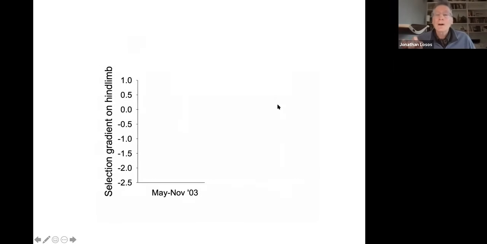And we measured something called a selection gradient, which basically measures the difference in the trait between the survivors and those that didn't survive. So if selection favored longer limbs, then if the survivors had longer legs, you would have a very positive selection gradient. If the survivors had shorter legs than the non-survivors, the selection gradient would be very negative. Whereas if there was no difference between survivors and non-survivors, the value would be 0. And here's what we found.